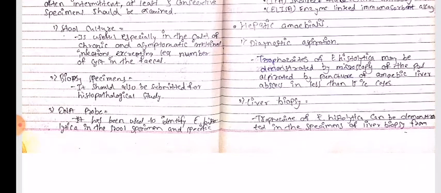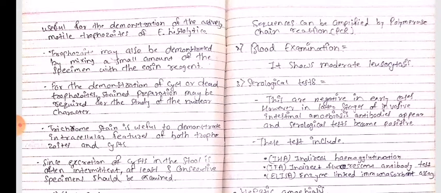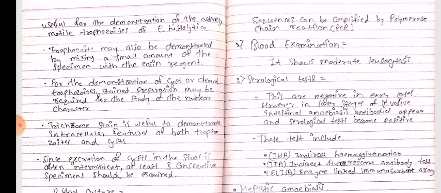Stool culture. It is useful especially in cases of chronic and asymptomatic intestinal infections excreting a large number of cysts in the feces. Biopsy specimen. It should also be submitted for histopathological study. DNA probe. It has been useful to identify E. histolytica in stool specimens, and specific sequences can be amplified by polymerase chain reaction.